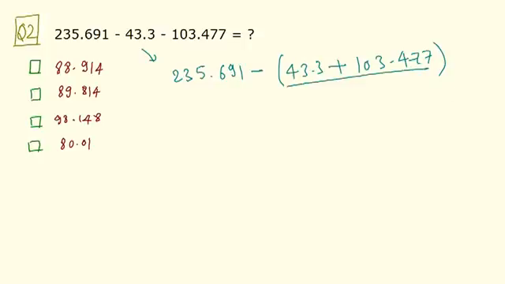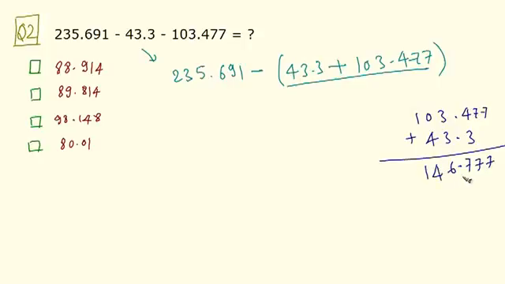So let's add these two terms. So I have 103.477 plus I have 43.3. So the 7 comes down as it is. 4 plus 3 is again 7, dot, which is the decimal point. 3 plus 3 is 6. 10 plus 4 is 14. So 146.777. This goes there. Now we have to subtract 146.777 from 235.691. Let's do that.